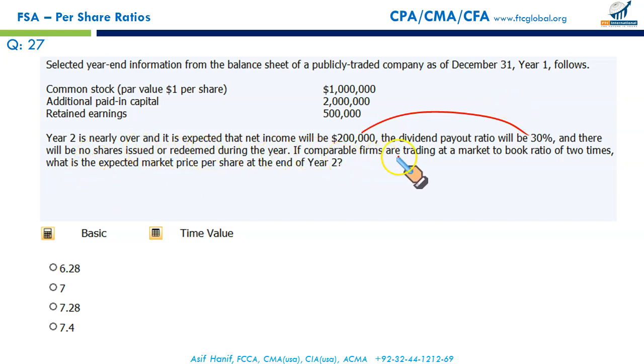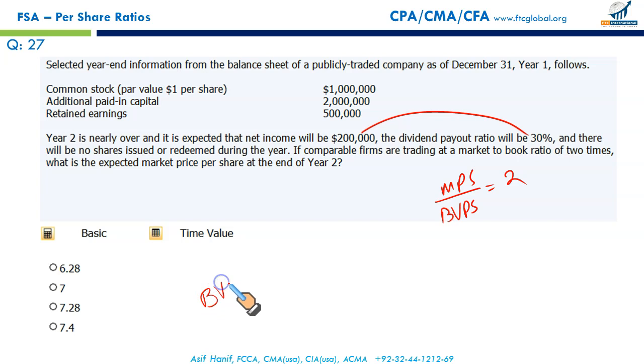If the comparable firms are trading at a market to book ratio of 2 times, that is the market price per share over the book value per share, if it is 2 for the industry, what is the expected market price per share at the end of year 2? Okay, so we have the market price to book ratio as 2. Do we have book value per share? No. We need to calculate it.